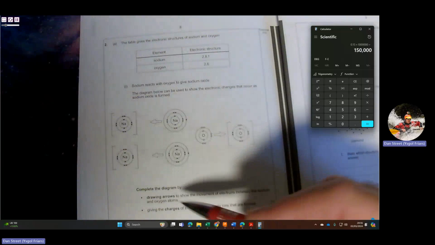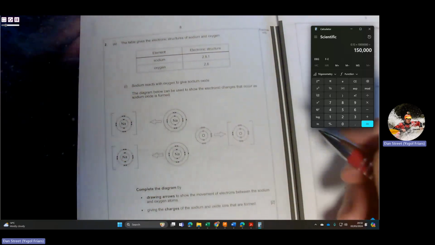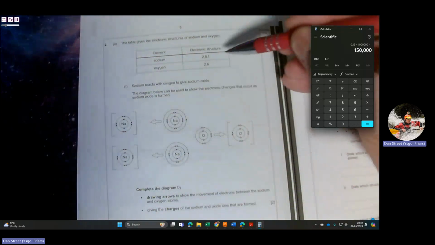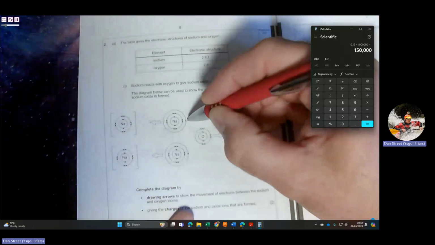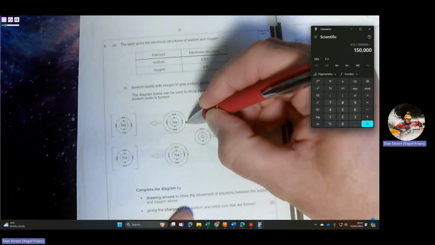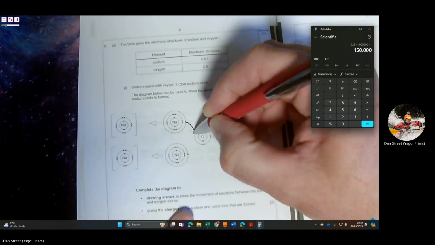So to be fair, they've done quite a lot of the work for you. Complete the drawings by drawing arrows to show the movement of electrons between sodium and oxygen atoms and giving the charges of the sodium and oxide ions that are formed. Basically, sodium has got 1 electron in its outer shell. To get a full outer shell, which is what bonding is all about, it can lose that single electron. So this single electron here can be lost to that oxygen.